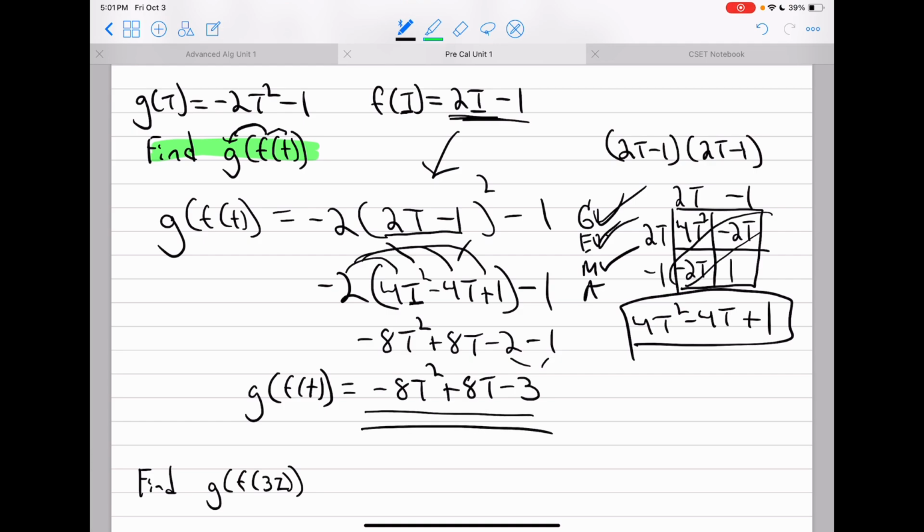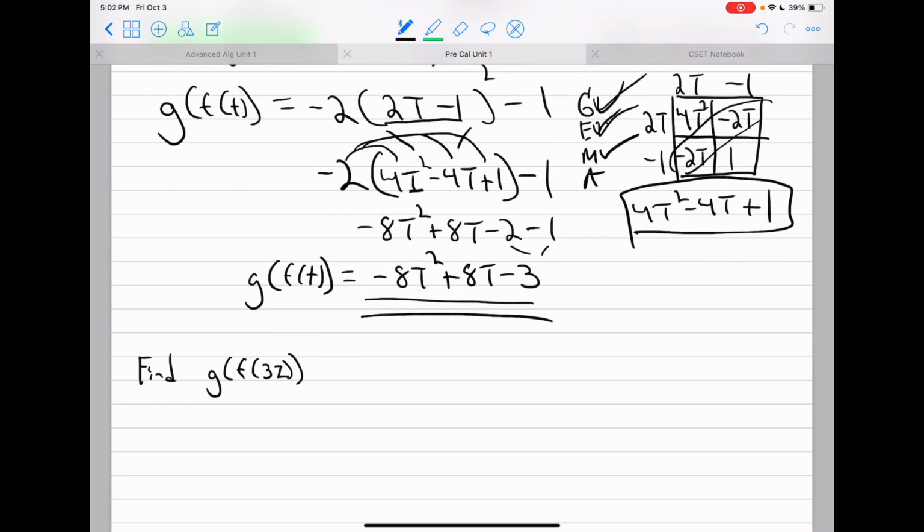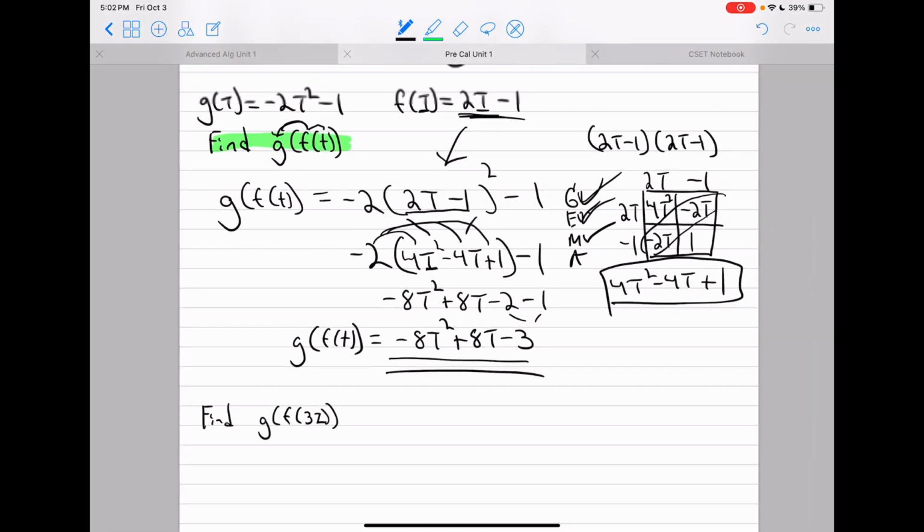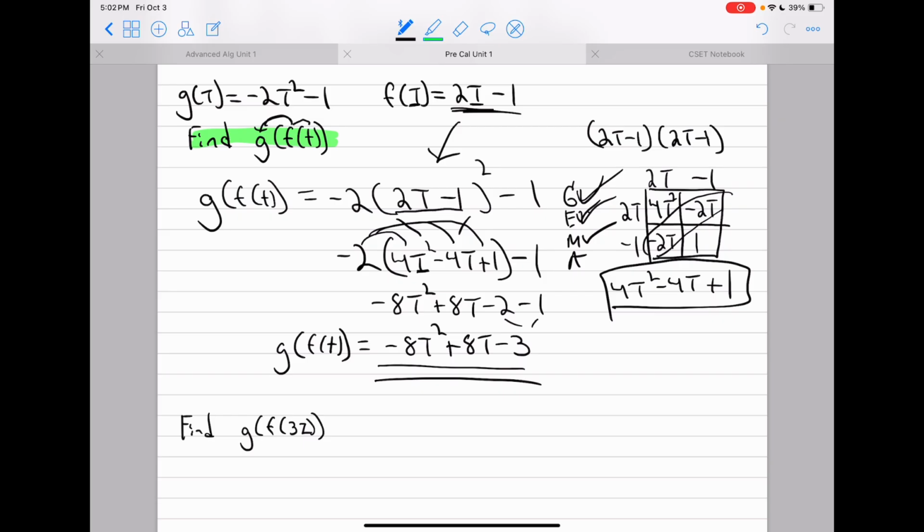All right. So now we're looking at this and we're doing the same thing. I have to take 3z and plug it into f. Notice 3z is not in f right now. So I'm going to take 3z and plug it anywhere.